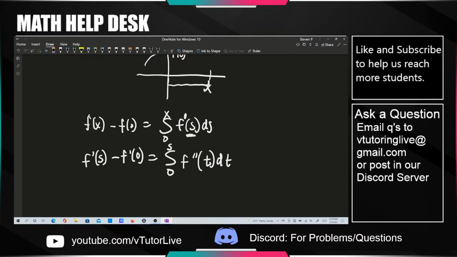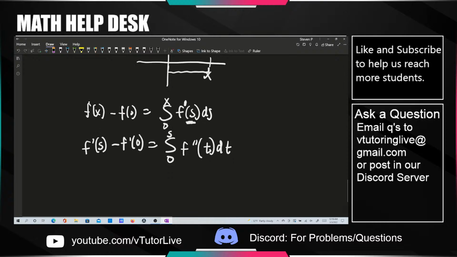But looking at this now, you can move the f prime of 0 and f of 0 over to the right-hand side, just adding them instead of subtracting them.